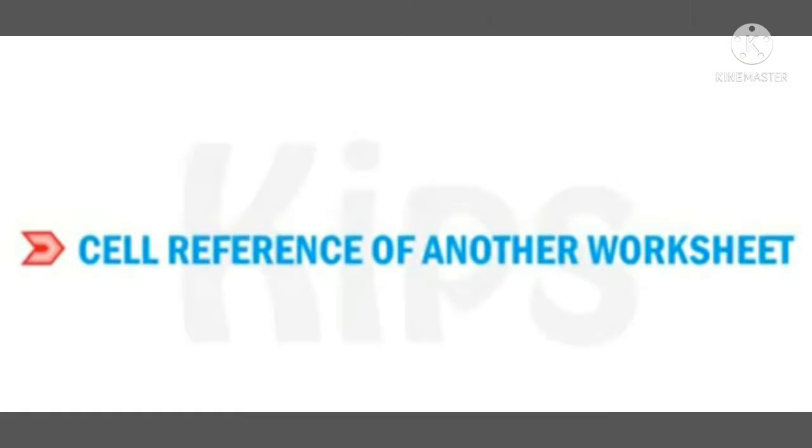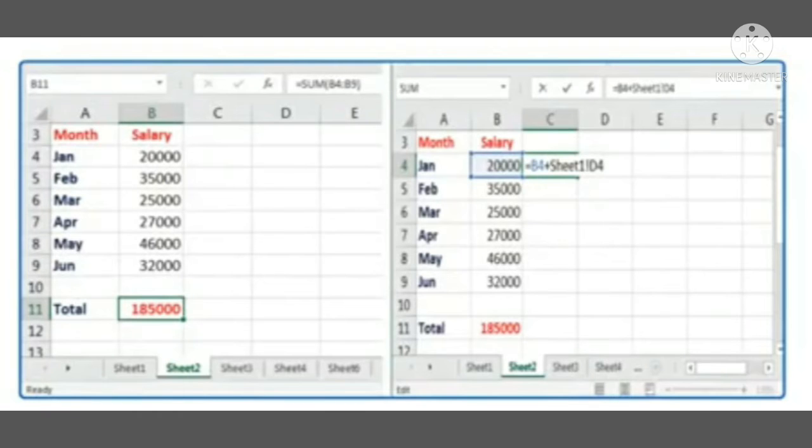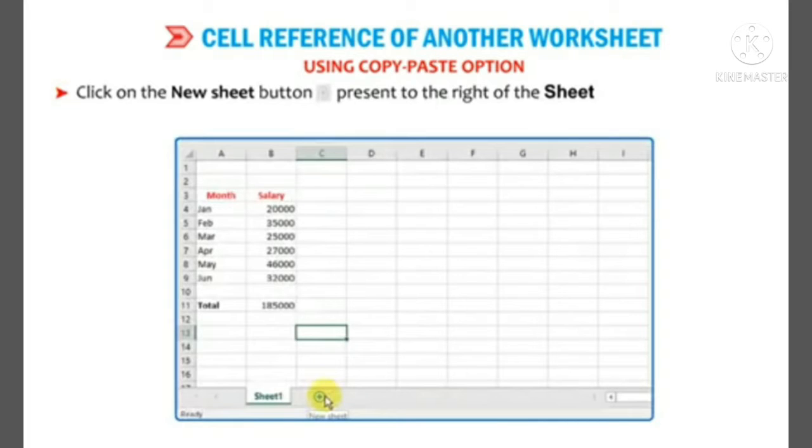And our next topic is cell reference of another worksheet, which means you can use the cell reference of one worksheet in another worksheet. So what do you mean by cell reference? Yes, address of the cell. So how can you use that? So you have two ways. The first one is using the copy paste option.